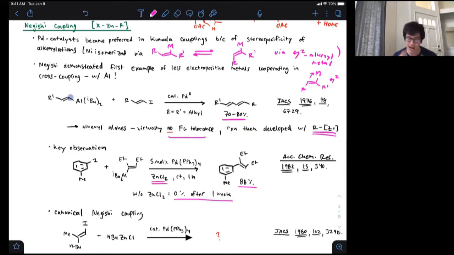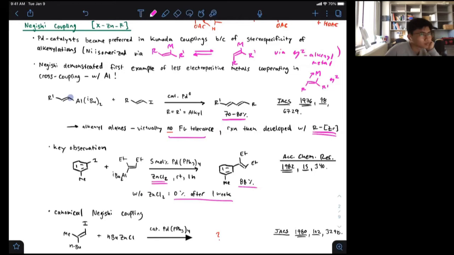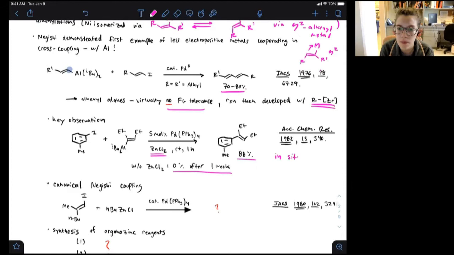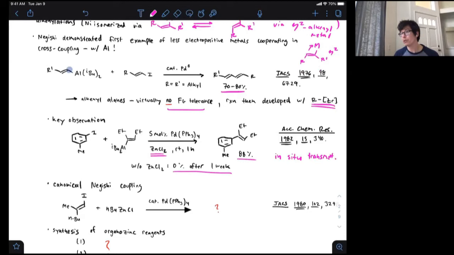So what's going on here, Eleanor? Is it like you're somehow forming the organozinc? Beautiful, in situ transmetallation. So this is probably the first example of what we now think of as a Negishi coupling. We're just generating the organozinc in situ.